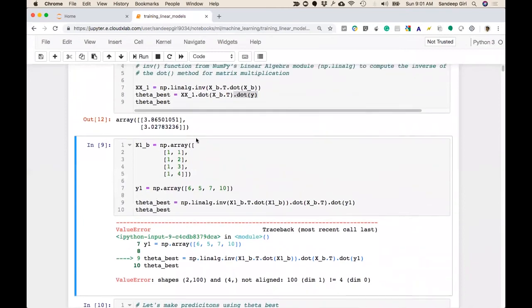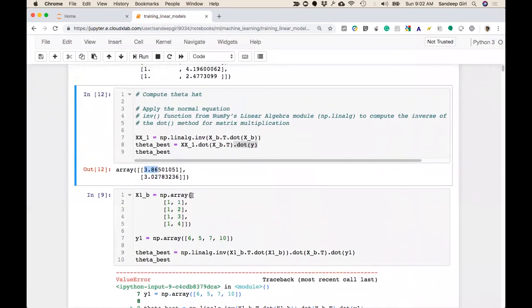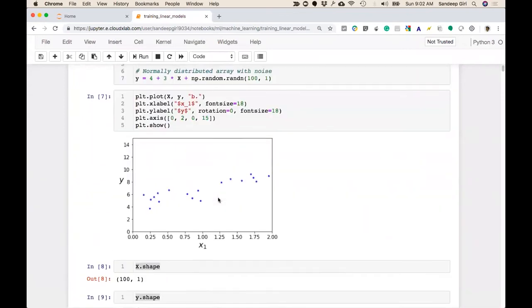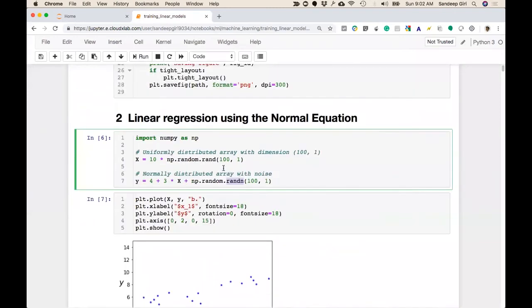Now you can see this time the results are far better because the noise is less compared to what? Okay. All right. Going back to here, you can see a question from Deepak: is this difference because of the noise we added? Correct. Because of the noise we added.